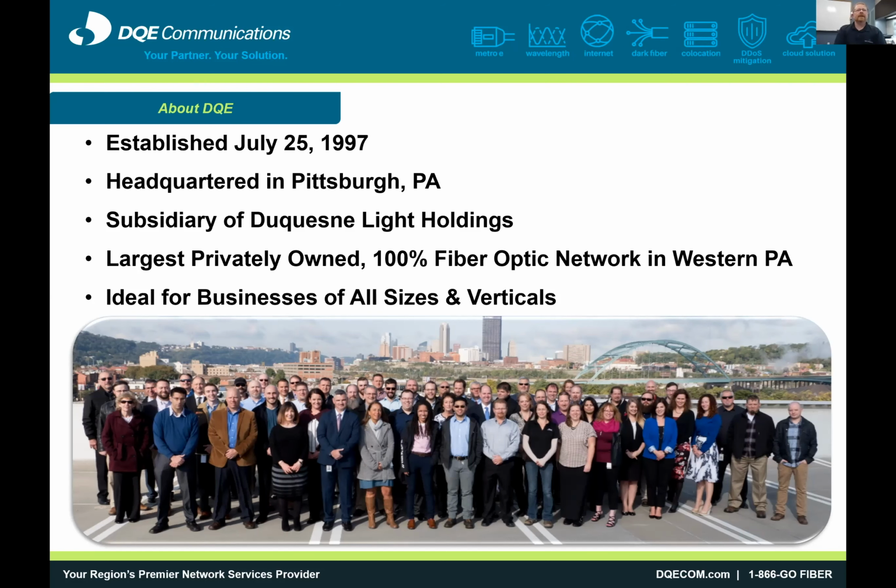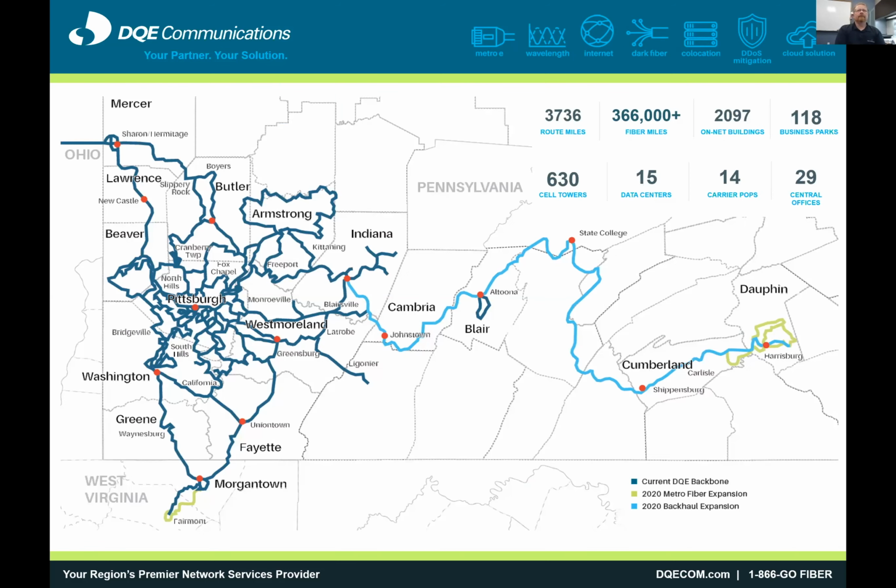So here is a very scaled down version of the DQE map. You can see in the dark blue is our existing plant. The green is where we are expanding to. Our current expansions right now are in Morgantown to Fairmont, West Virginia. We're also expanding in Harrisburg, Pennsylvania.